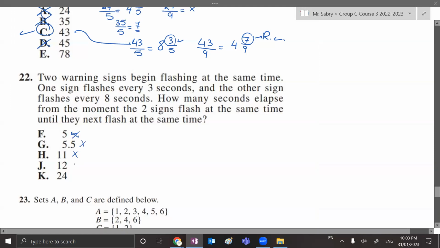The 12 is divisible by 3 but it's not divisible by 8. So it's definitely the 24. 24 is divisible by 8 and divisible by 3. So this means that they'll be lighting at the same time at 24 seconds. Does that kind of make sense? Should we move to the next?